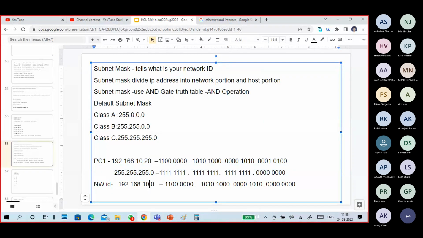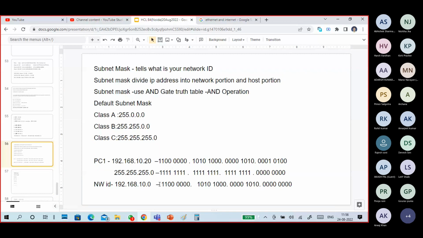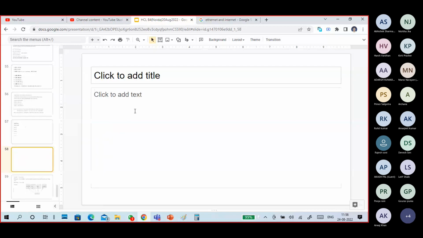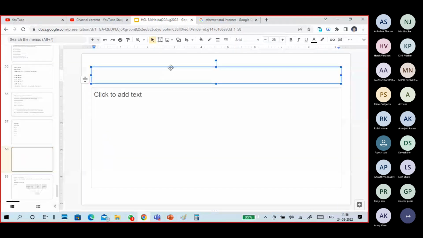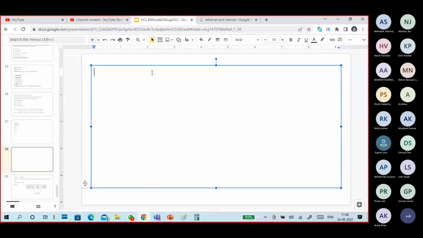So you have to convert the entire thing into binary, and we can get the network ID. This is simple and straightforward, but there are a lot of ways to get the network ID, and so many other things. I'm not going into that much. So using this AND gate. One more part: because we are on subnets, I want to tell you a small thing about subnetting. That's it, then I'll give you a break.